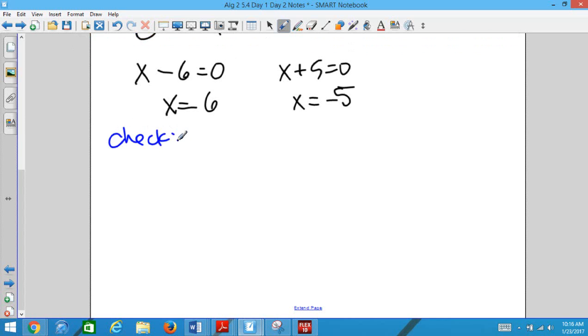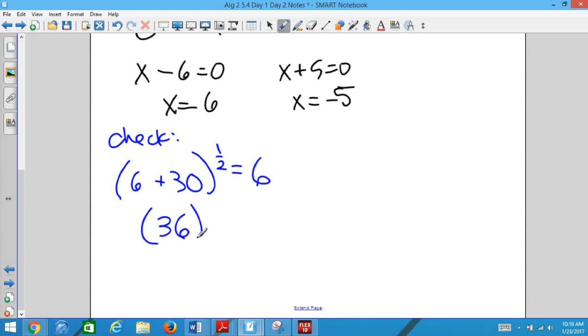Okay, so we're checking 6 plus 30 to the 1/2 equals 6. So 36 to the half has to equal 6. You can check it on your calculator. I'm just going to talk you through it. If you take something to the half, that's the exact same thing as square root. And that one does check.